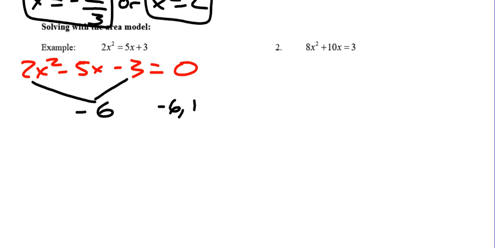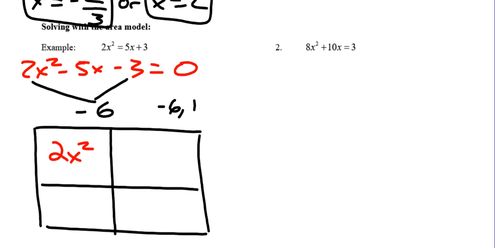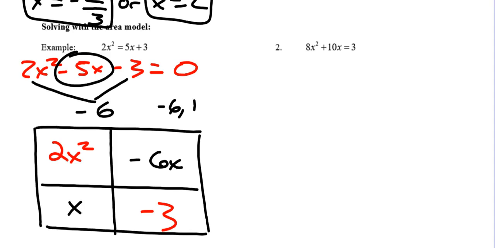All right, so that's where the similarities end. We're going to make a box here, and we're going to multiply within this box. Okay, we take our first term, 2x squared, put it here. Take our last term, negative 3, and put it here. So we're changing negative 5x to negative 6x and positive x.